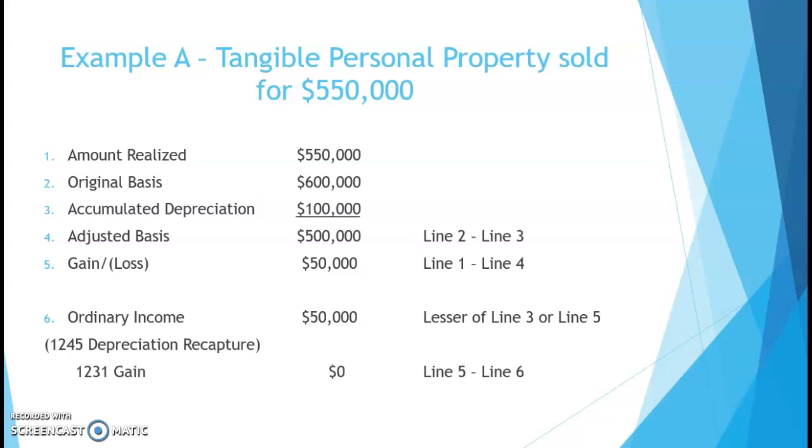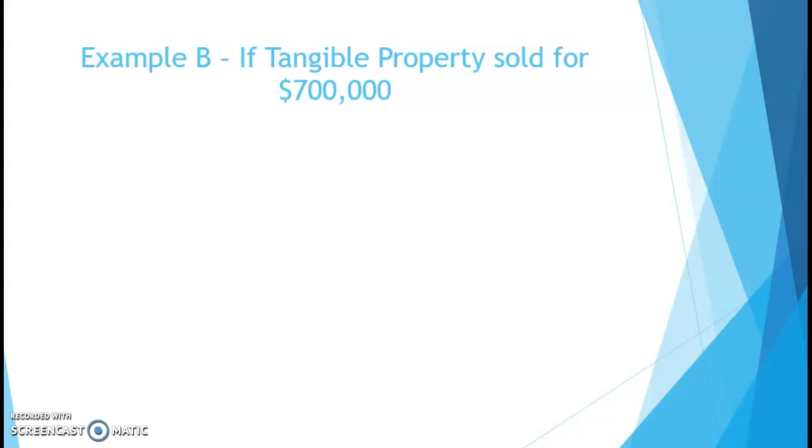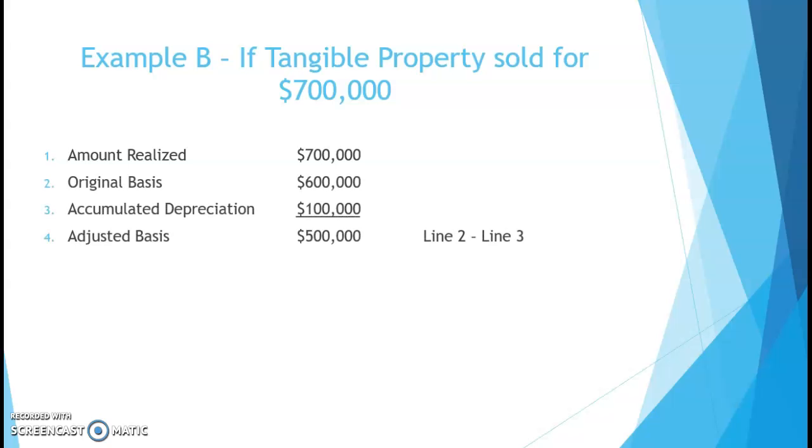Our next example is if the tangible property sold for $700,000. We have our amount realized of $700,000. We then have the same original basis and accumulated depreciation of $600,000 and $100,000, which gives us an adjusted basis of $500,000. We therefore have a gain of $200,000, and we get this by subtracting, once again, our adjusted basis of $500,000 from our amount realized.